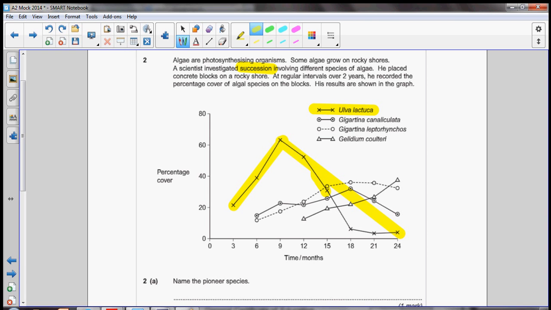The other species then seem to be appearing later. So it looks like Ulva lactuca is the pioneer species, the species that's appearing first in succession. The other species then start increasing a bit later on in their abundance, and as these other species, which I won't try and pronounce here, increase in abundance, the Ulva lactuca is decreasing in abundance, probably due to competition. You should always try and get your head around a graph like this before you start answering the question.